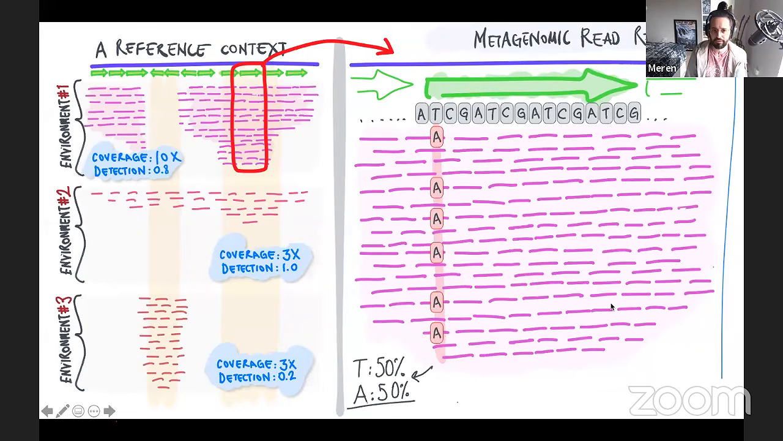Let's say this is happening 50-50. 50% of the time, the short reads that match here contain a T, and another 50% of the time, they carry an A. So how would you describe that? How would you explain this phenomenon?